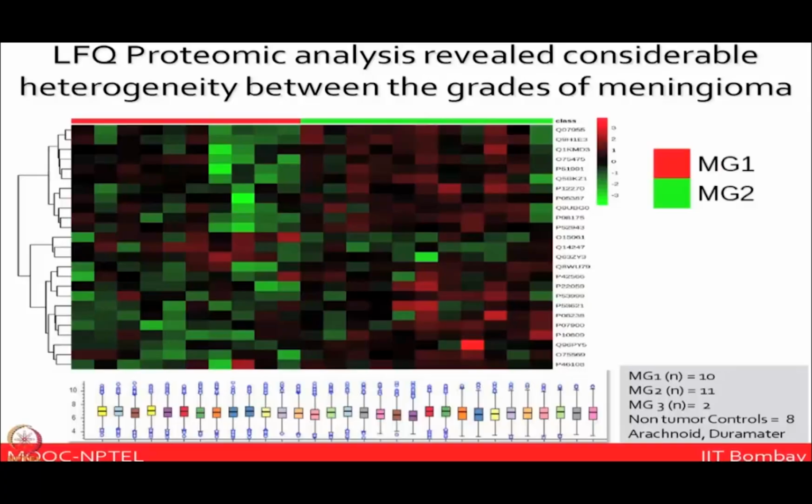Some of those we took forward, and we plotted them in a heat map to see how they compare between meningioma grade 1 and grade 2. As you can see, the green line here is for meningioma grade 2, which looks quite homogeneous, whereas the red line shows the heat map for the meningioma grade 1 patients, and this shows that there is a lot of heterogeneity in the grade 1 patients. Not all grade 1 patients look exactly the same; a set of patients look slightly different from the other set of patients.